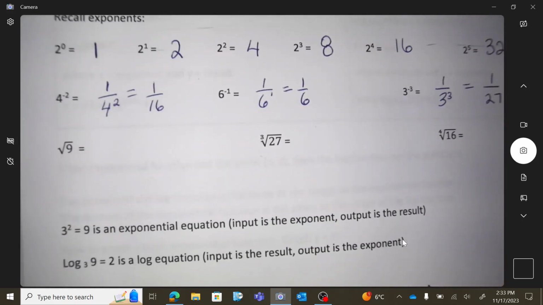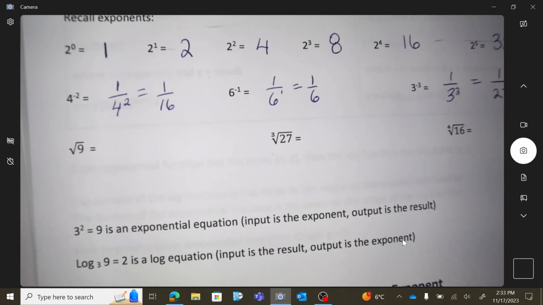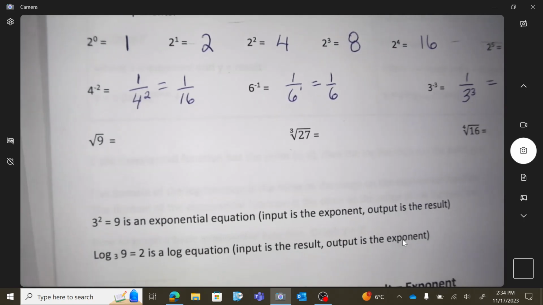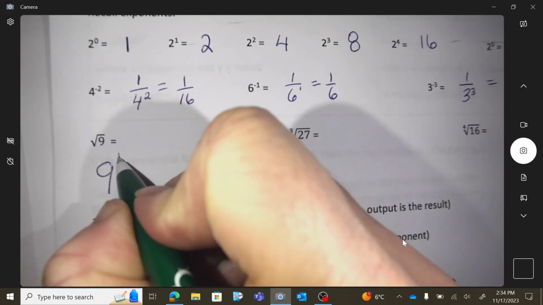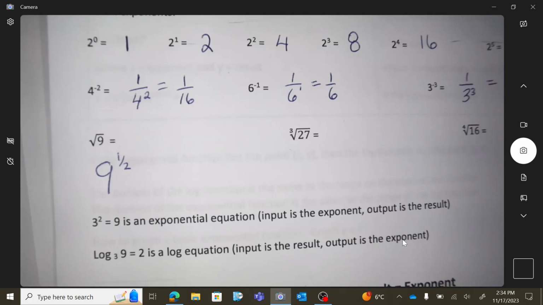Okay, we're going to talk about radicals. So this is the square root of 9. I know that you know that that's 3, or hopefully you know that that's 3. I want you to understand that the square root of 9 is the same exponent as a 1/2 exponent. A square root is the same as an exponent of 1/2.